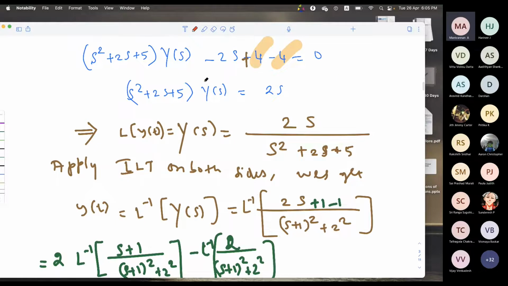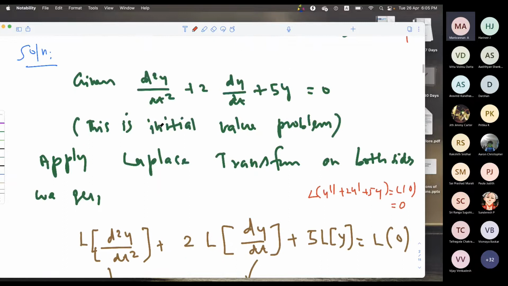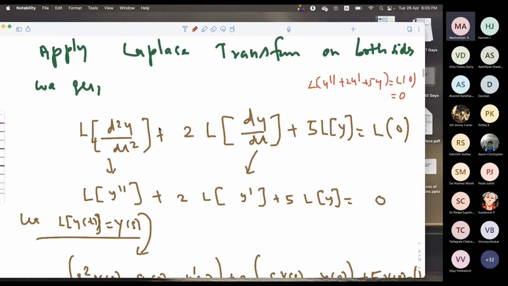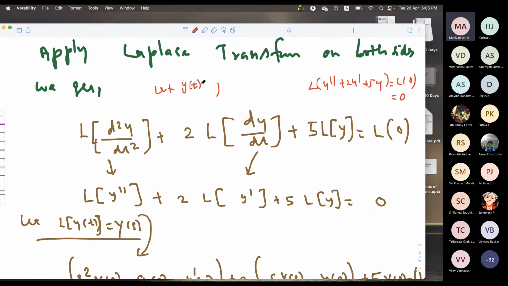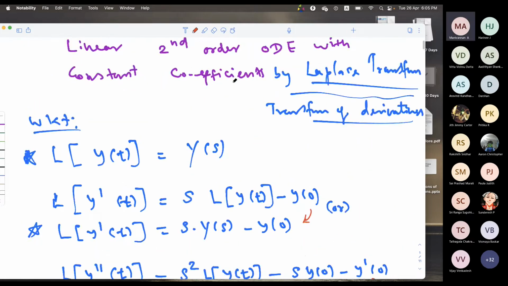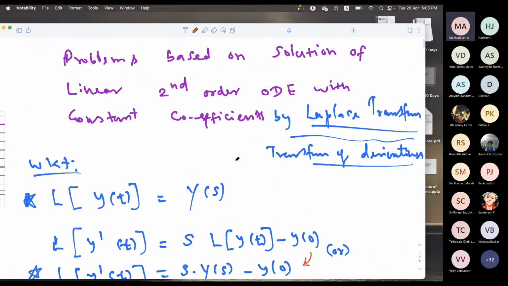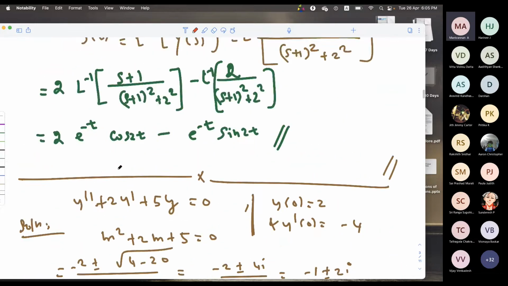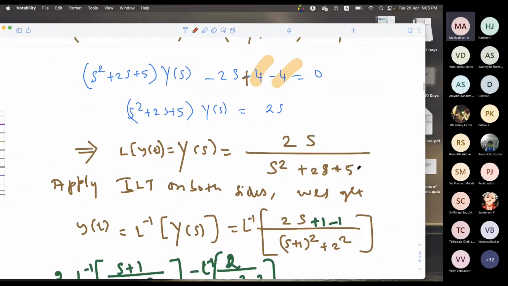Now this y of s is nothing but L of y of t, because initially we assumed that L of y of t is y of s. In our previous slide itself we have that: L of y of t is y of s. This is the first assumption, and the rest are all the derivative formulas.